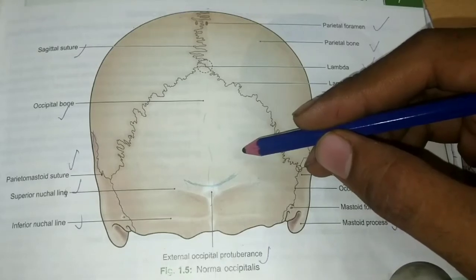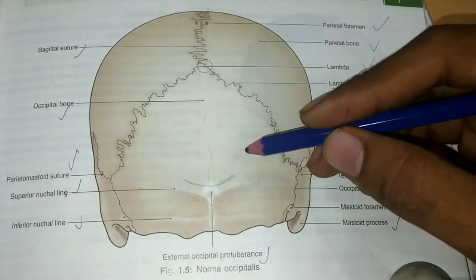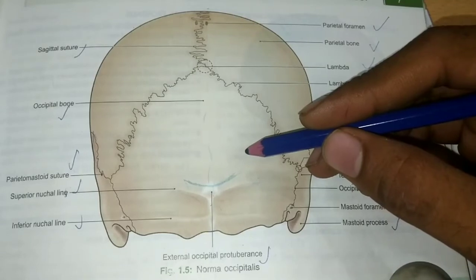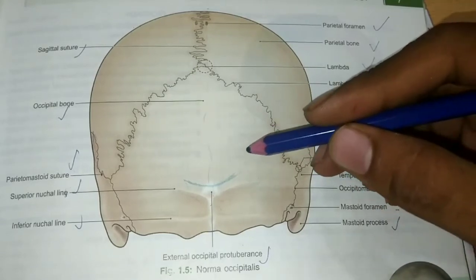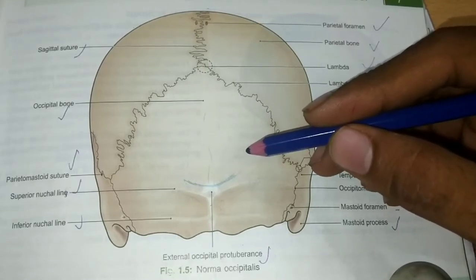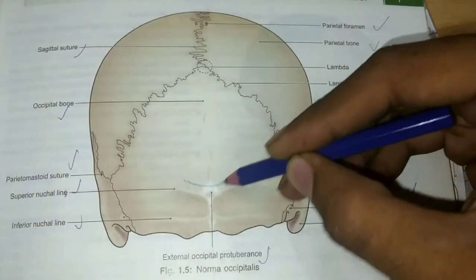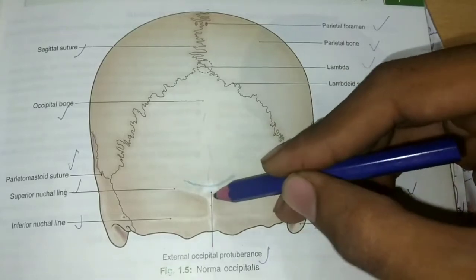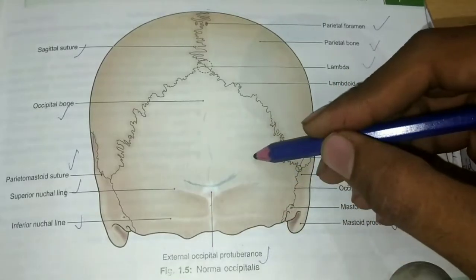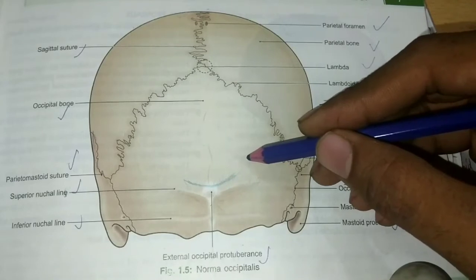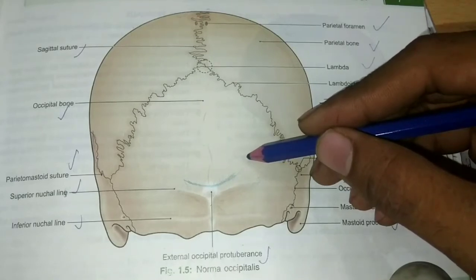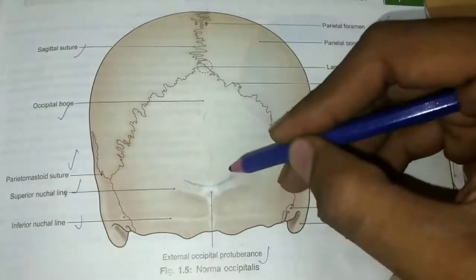The highest nuchal lines are present only in some individuals. They are not present in every individual. They are curved bony ridges situated 1 centimeter above the superior nuchal line. This one is the highest nuchal line, present 1 centimeter above the superior nuchal line. They begin from the upper part of the external occipital protuberance and are more arched than the superior nuchal line. So you can easily appreciate this.